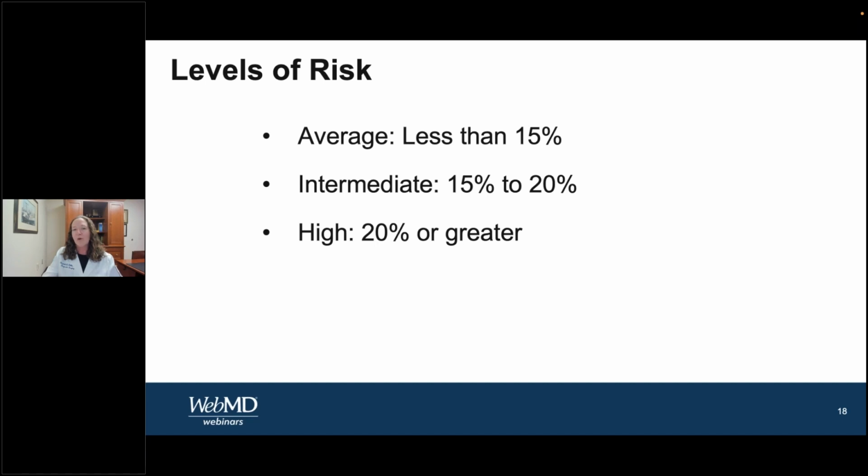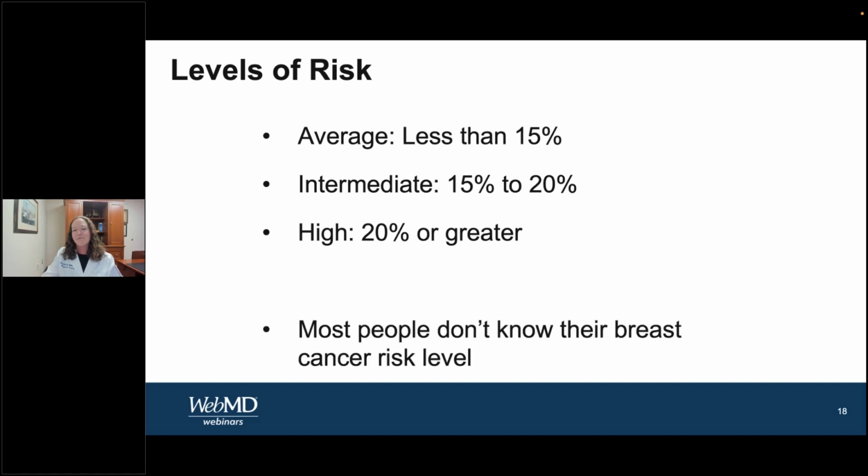So you might be wondering, how do we figure out which one of these categories you fall into? And I'll get to that in just a moment. And a lot of people, I'll argue, don't know their breast cancer risk level.